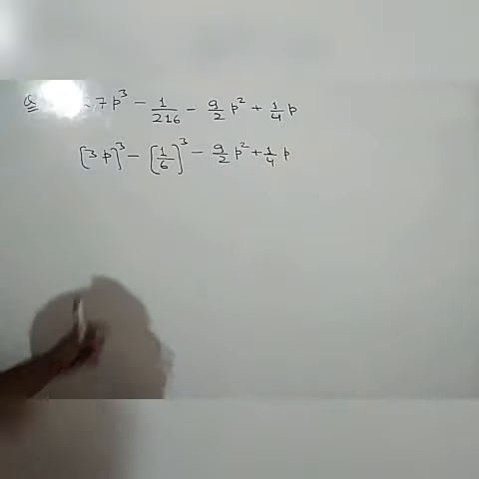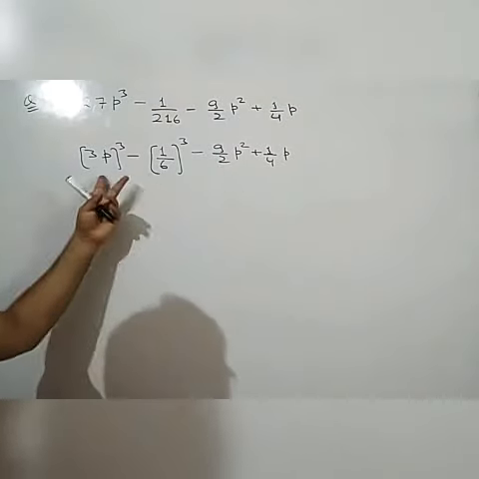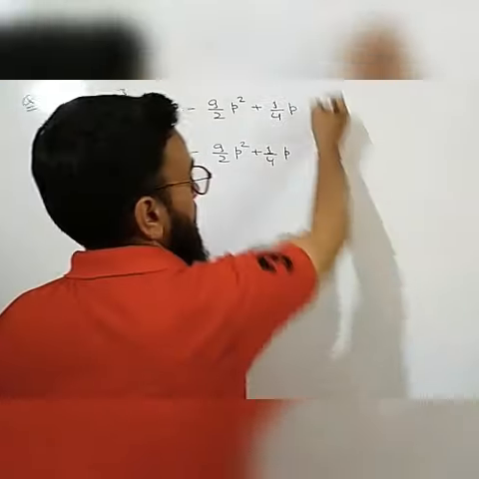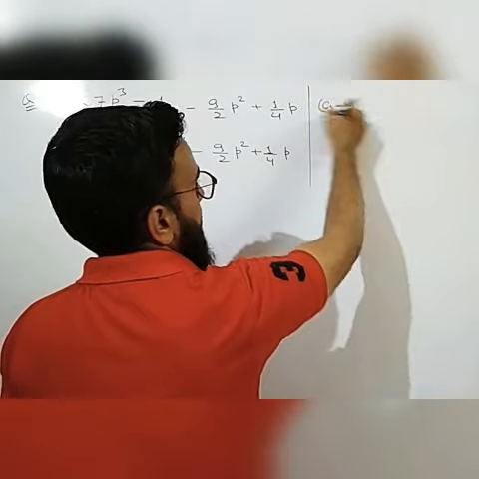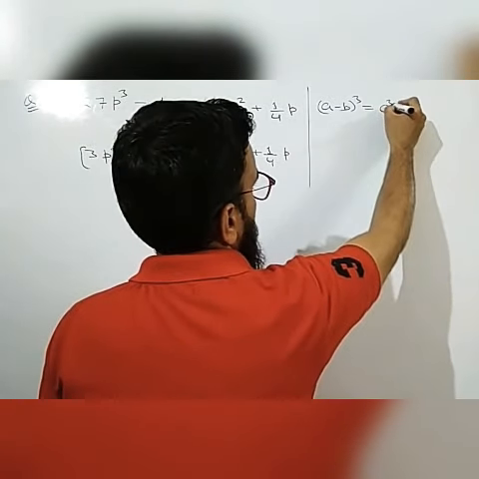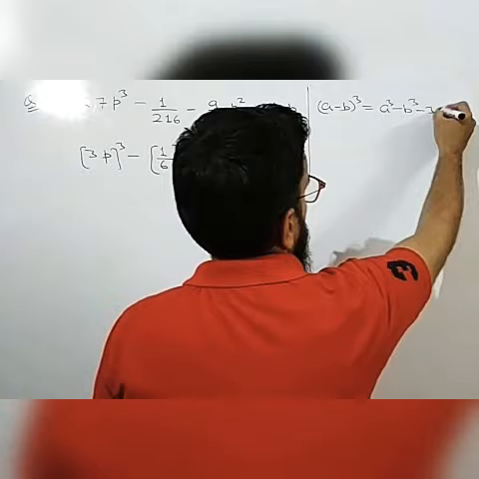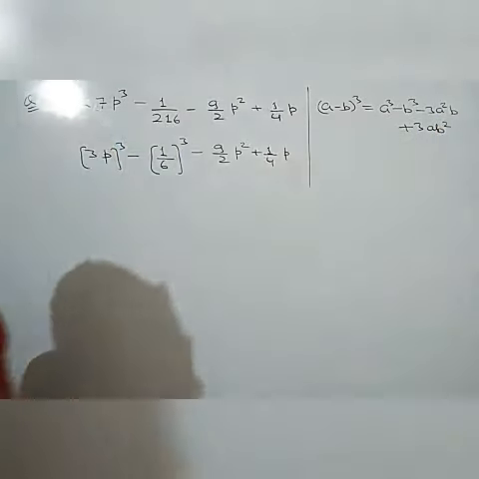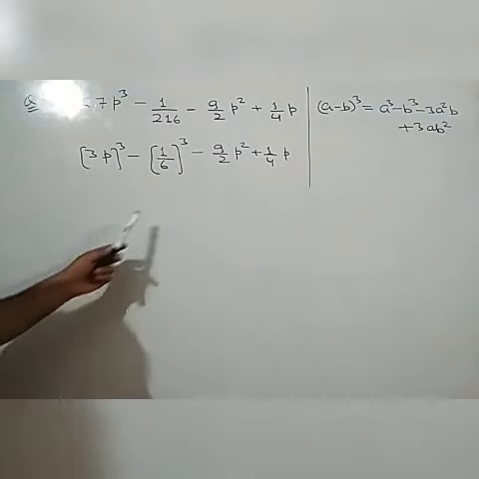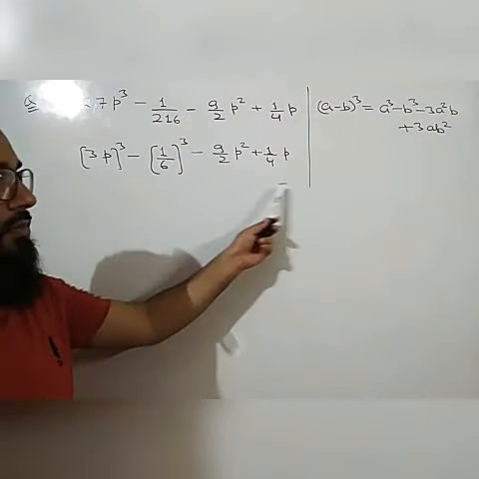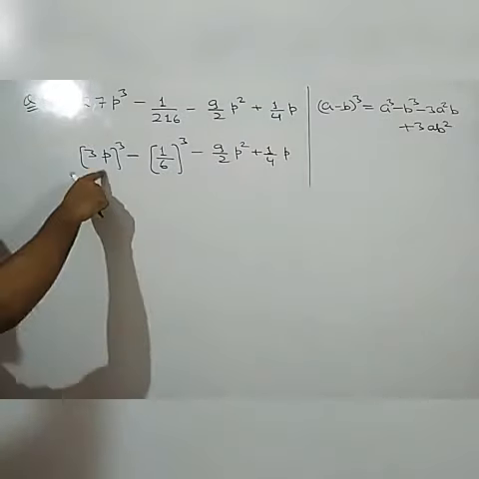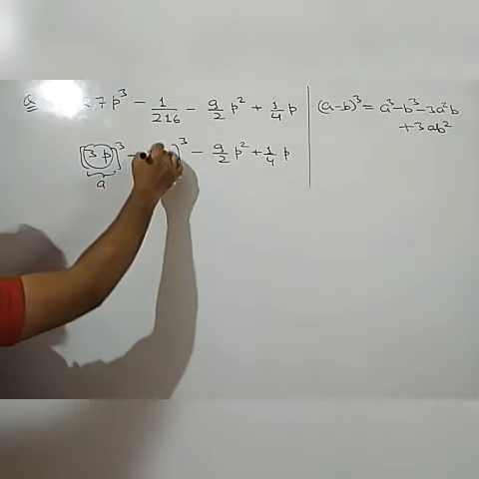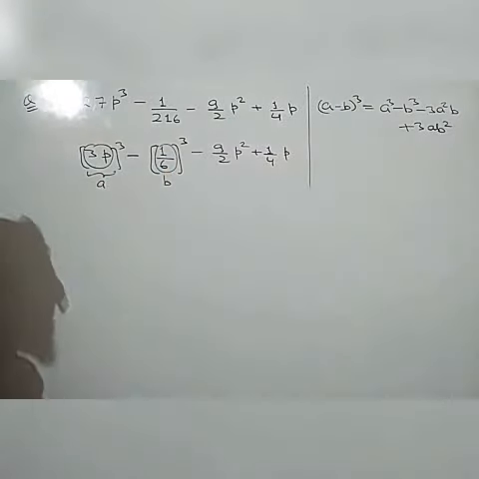Now again, there are four terms. Two terms are cubes and two signs are negative. It means which identity will be used? The identity will be a minus b whole cube, which is equal to a cube minus b cube minus 3a square b plus 3ab square in expanded form. So now comparing this particular term and this identity, what is the value of a? We can consider 3p as a. 1 upon 6 can be considered as b.